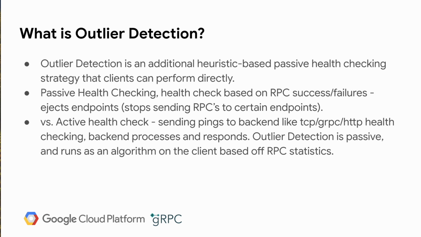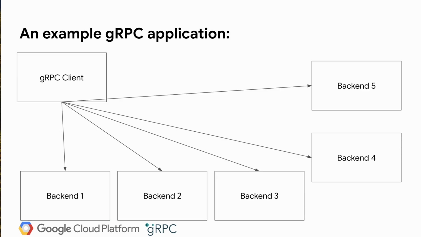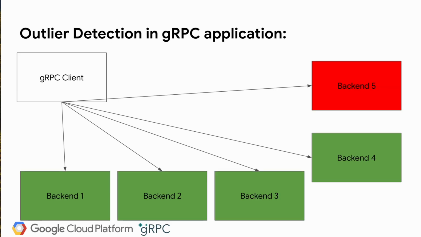So this feature allows users to configure heuristics that clients can use to decide to stop sending requests to a specific backend because it appears unhealthy. Consider the case with 5 backends. Say your gRPC application is talking to 5 backends and round robining across all 5 backends. And while it's round robining, backend 5 responds with RPC failures while the first 4 backends continue to work normally and respond to the RPCs.